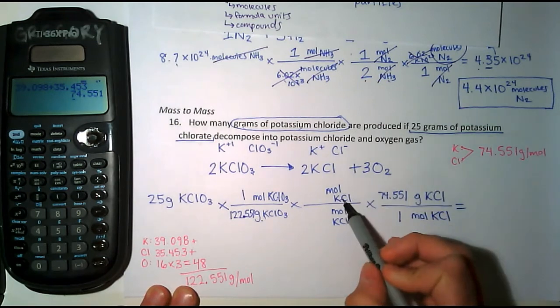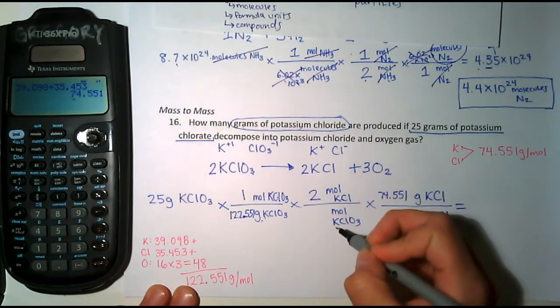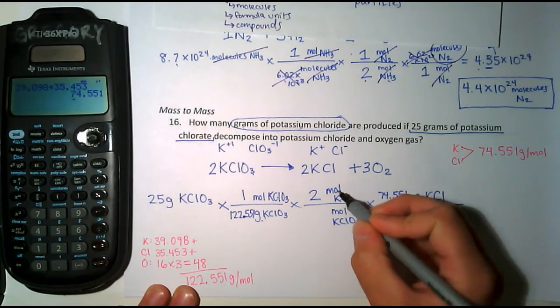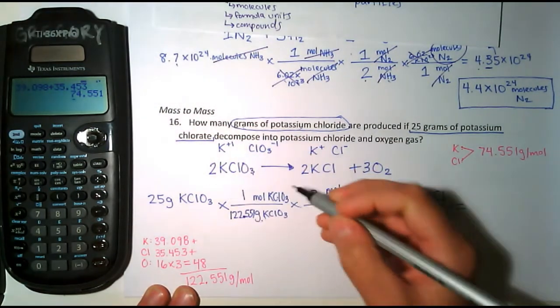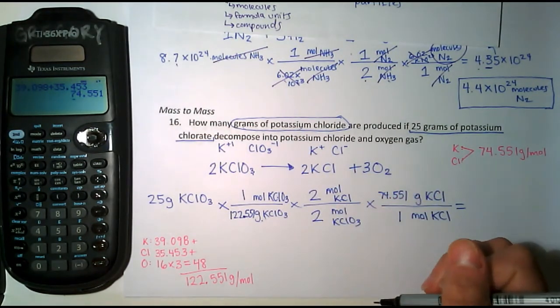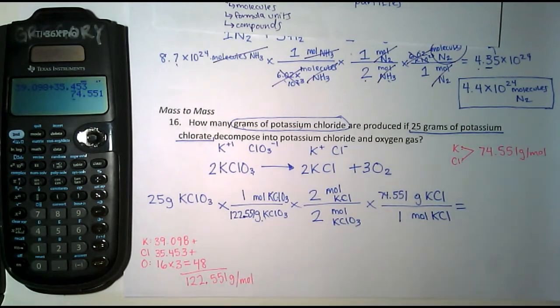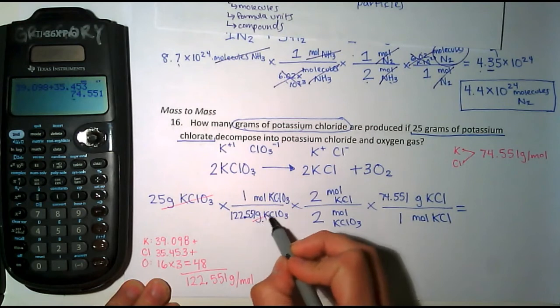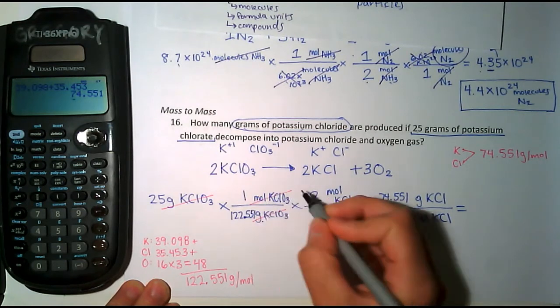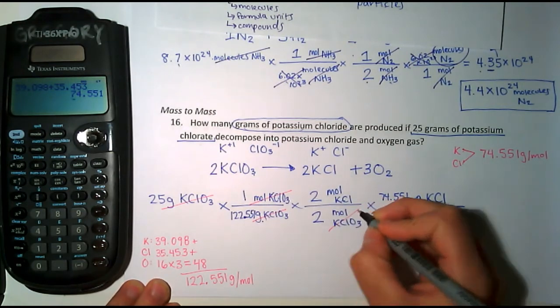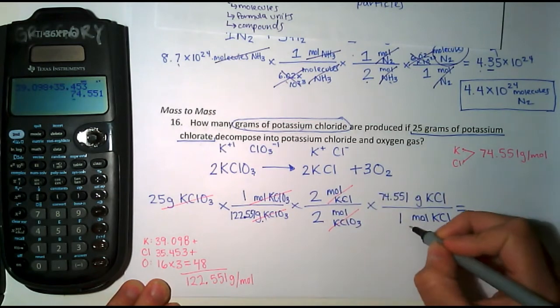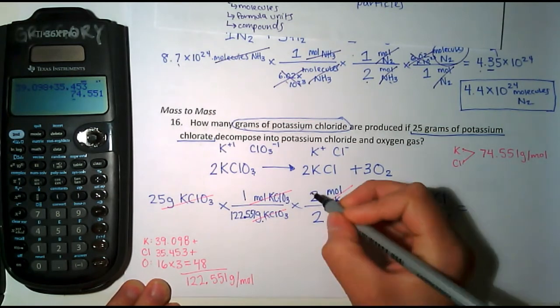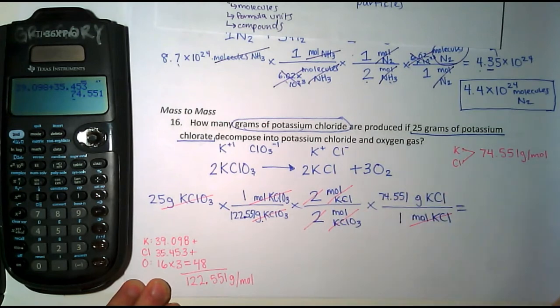So moles of KClO3, that's 2. And moles of KCl is 2, and moles of KClO3 is also 2. So that is a 2-to-2 ratio. So now we need to multiply and divide out. So grams of KClO3 cancels grams of KClO3. Moles of KClO3 cancels moles of KClO3. And moles of KCl cancels moles of KCl. And then we have 2 over 2, so those cancel each other out as well.